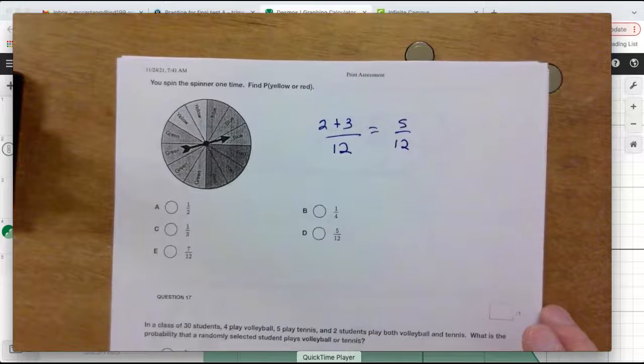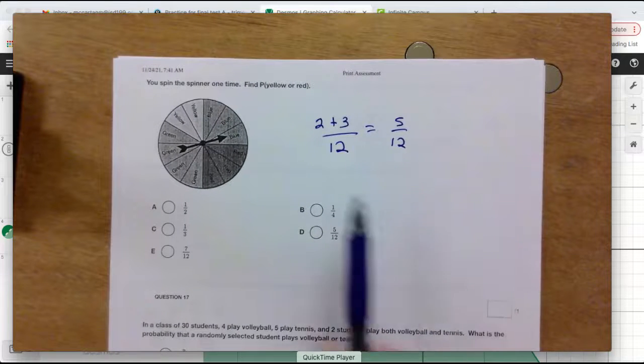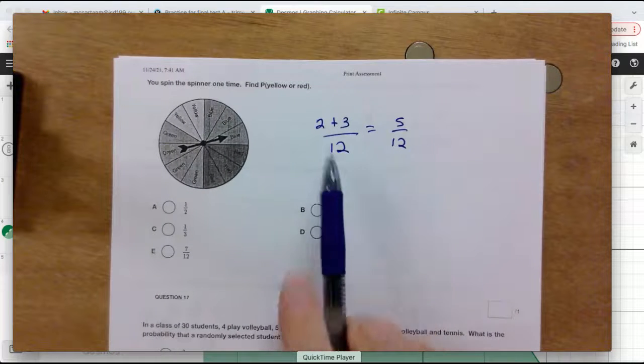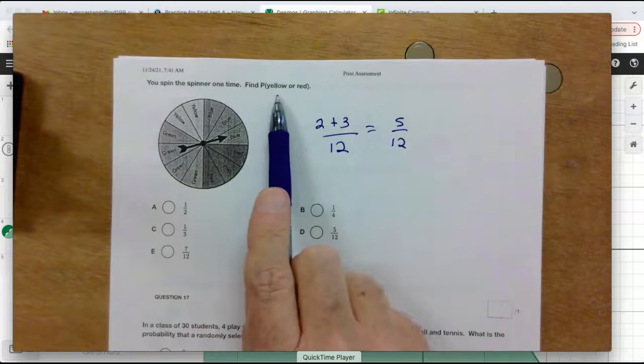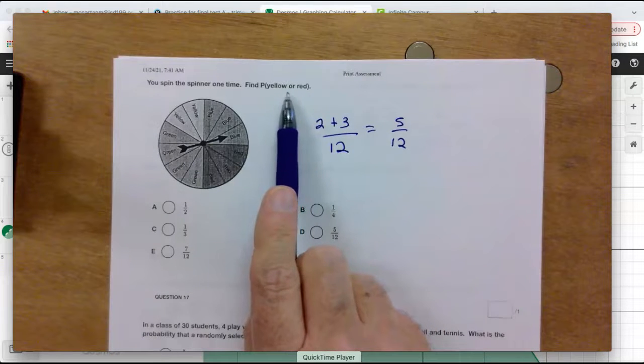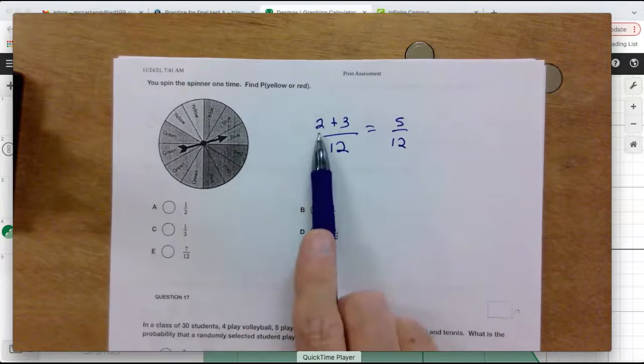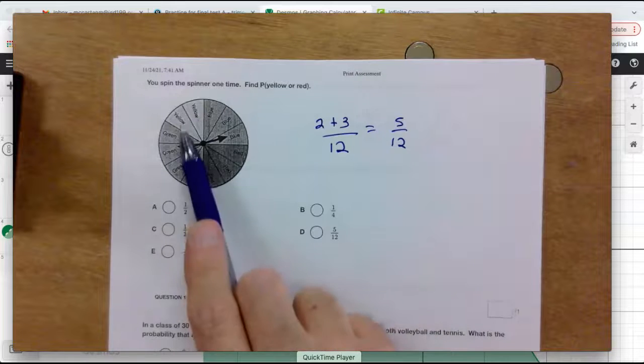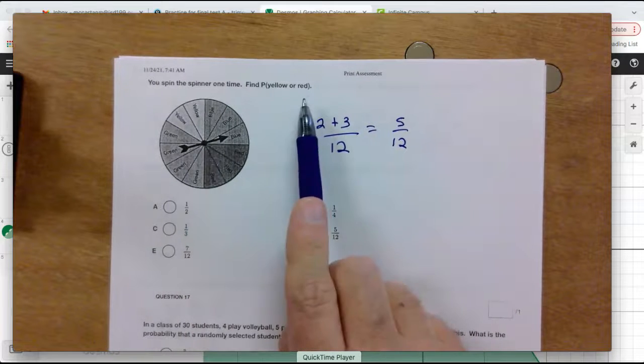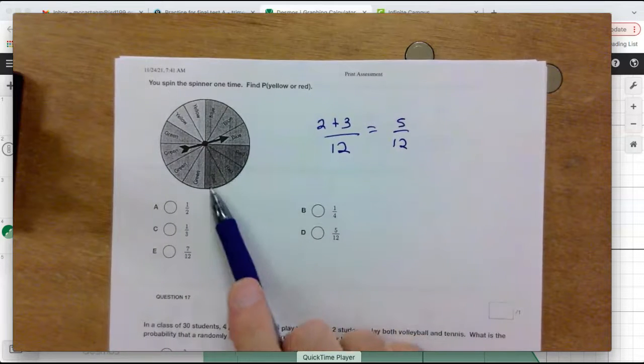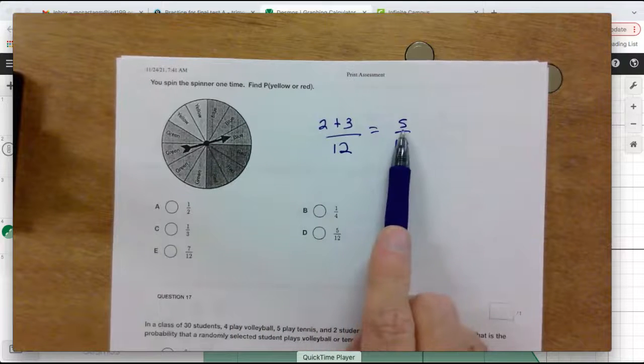All right, guys, you got the same spinner, 12 on the bottom, but this one says yellow or red. If it says or, it can be either one, so we add these two together. It could be yellow, those two, or it could be red, those 3 right there. So I add 2 plus 3, I get 5.